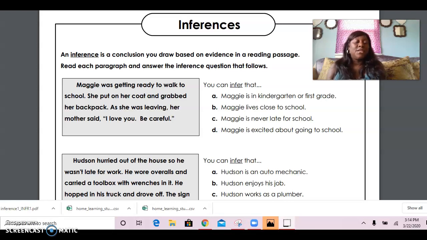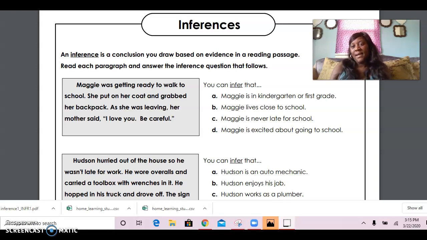That is correct, 2 to 3 times. Here we go. Maggie was getting ready to walk to school. She put on her coat and grabbed her backpack. As she was leaving, her mother said, "I love you. Be careful."